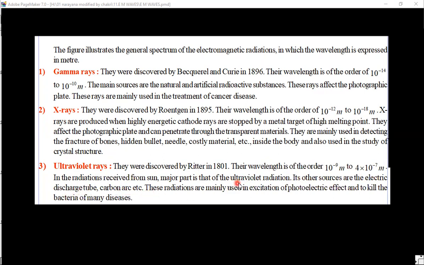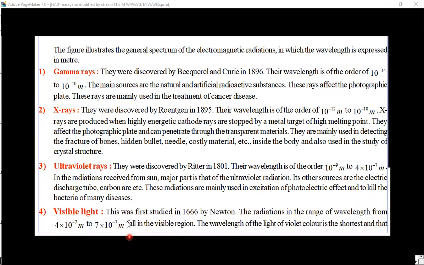So the sun is a source. Also, the electric discharge tube and carbon arc are sources of these ultraviolet rays. These radiations are mainly used in excitation of the photoelectric effect and to kill the bacteria of many diseases. So this is the use of ultraviolet rays.